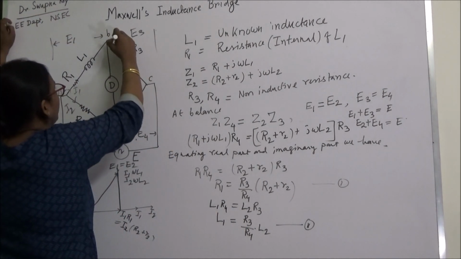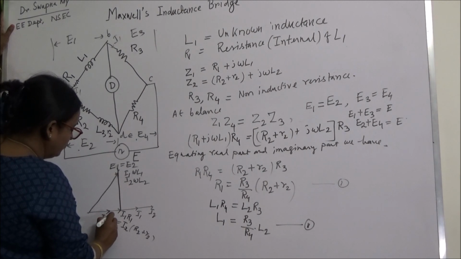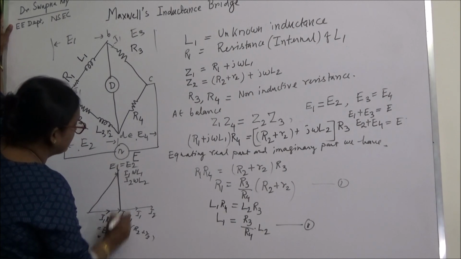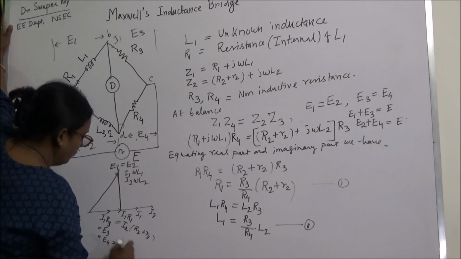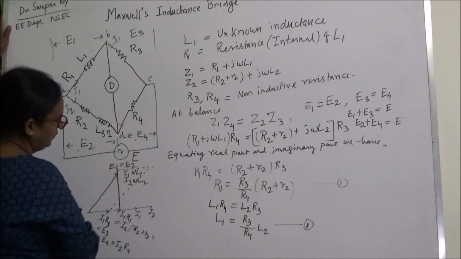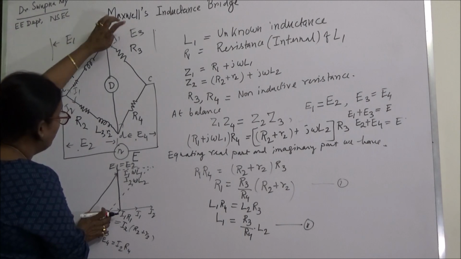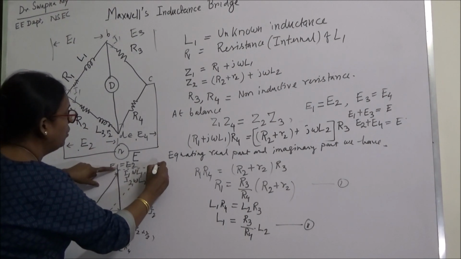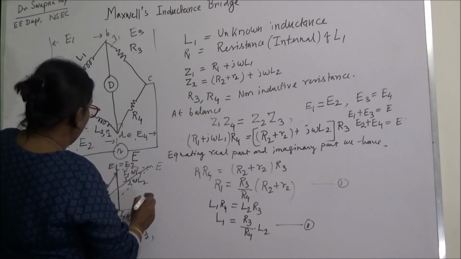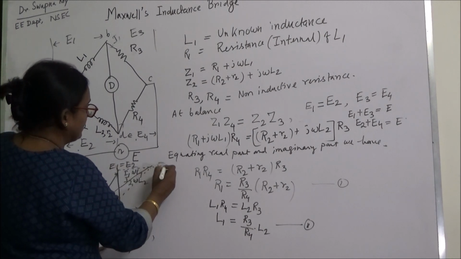Now I1 R3. The same current will flow when the bridge is balanced. I1 R3 is equal to E3, and this must be equal to E4. This is equal to I2 R4. We project this one, and this is my E3. This is my E3 plus E1, that is E1 plus E3 is equal to my E. So if we connect this one, we'll get E. Similarly, E4 plus E2. This is my E4, and this one is E2. E4 plus E2 is equal to E.